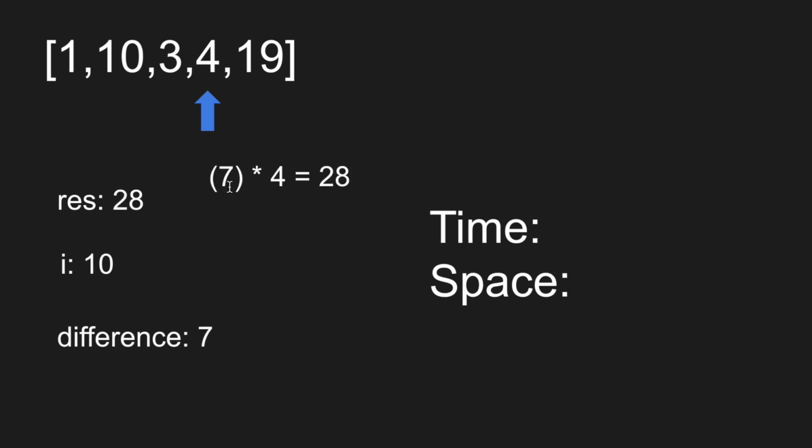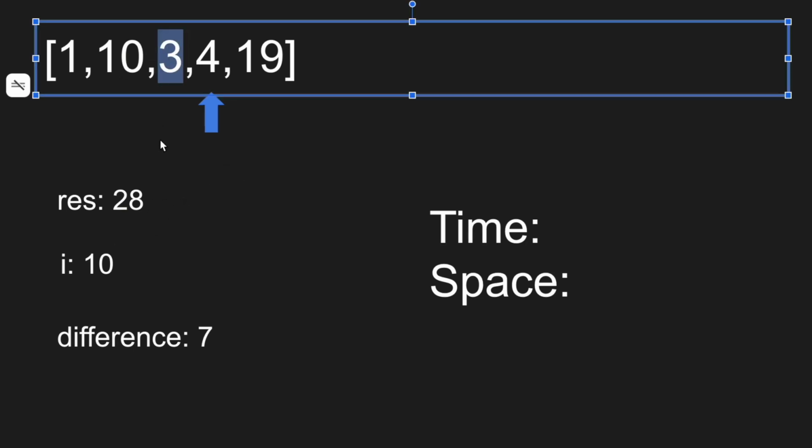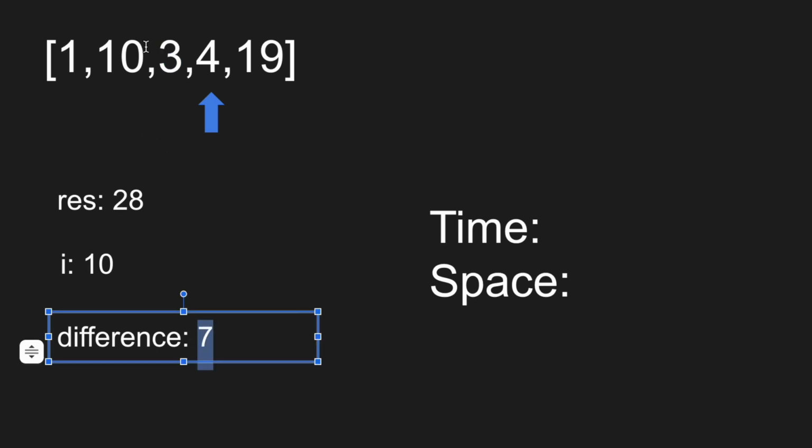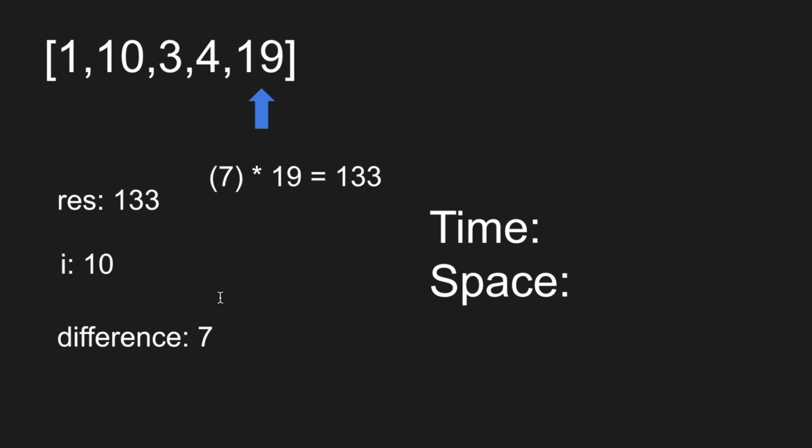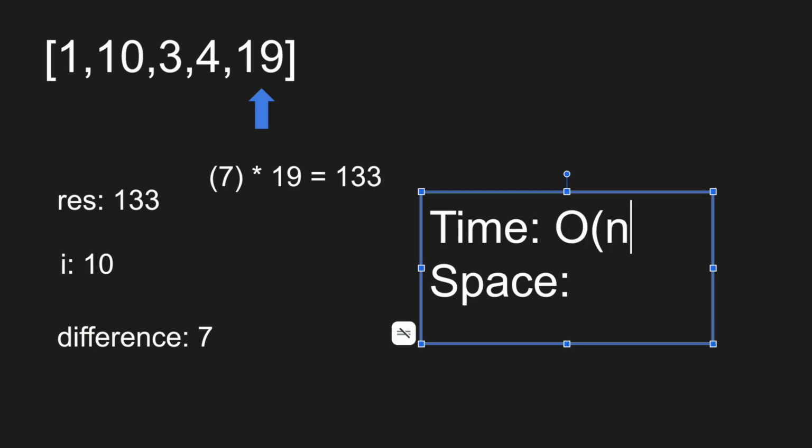First we see that the difference 7 times 4 equals 28, so we can update the result. We don't see a need to update i because the next i is 3, which is not larger, and for difference, 10 minus 4 is not larger than 7, so we can keep going. Now at the last iteration, 7 times 19 is equal to 133, and that is the max, and now we are at the end of the array, so we can return 133 as our result. The time complexity would be O of n because we iterate through the array once, and the space complexity would be O of 1 because we are not using any extra space.